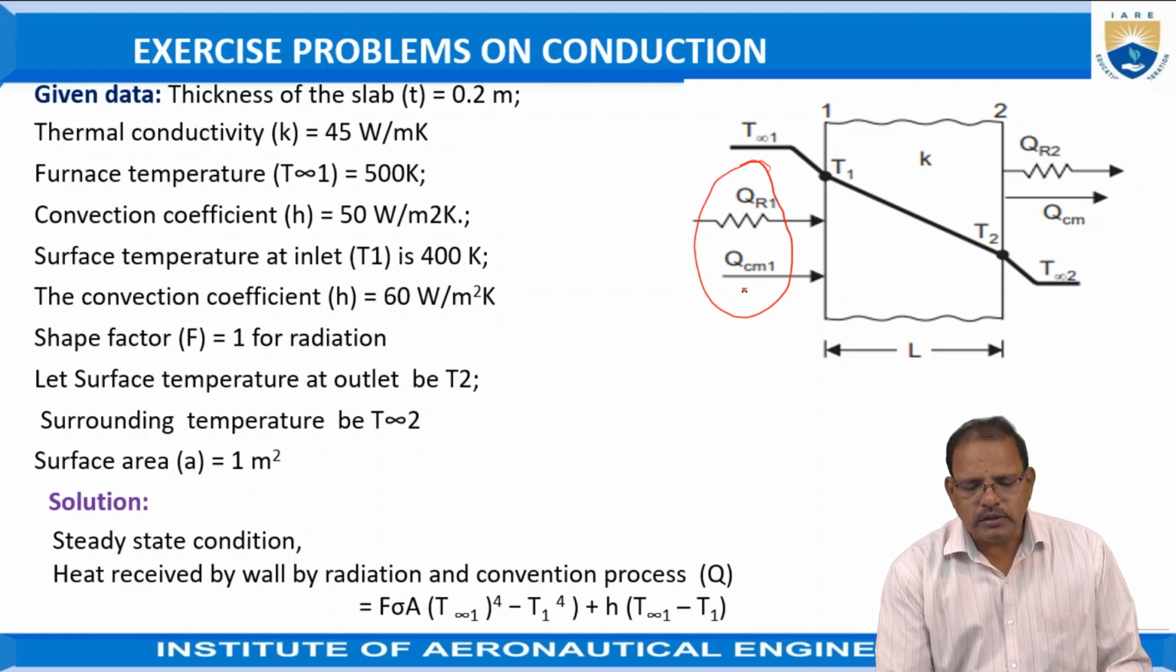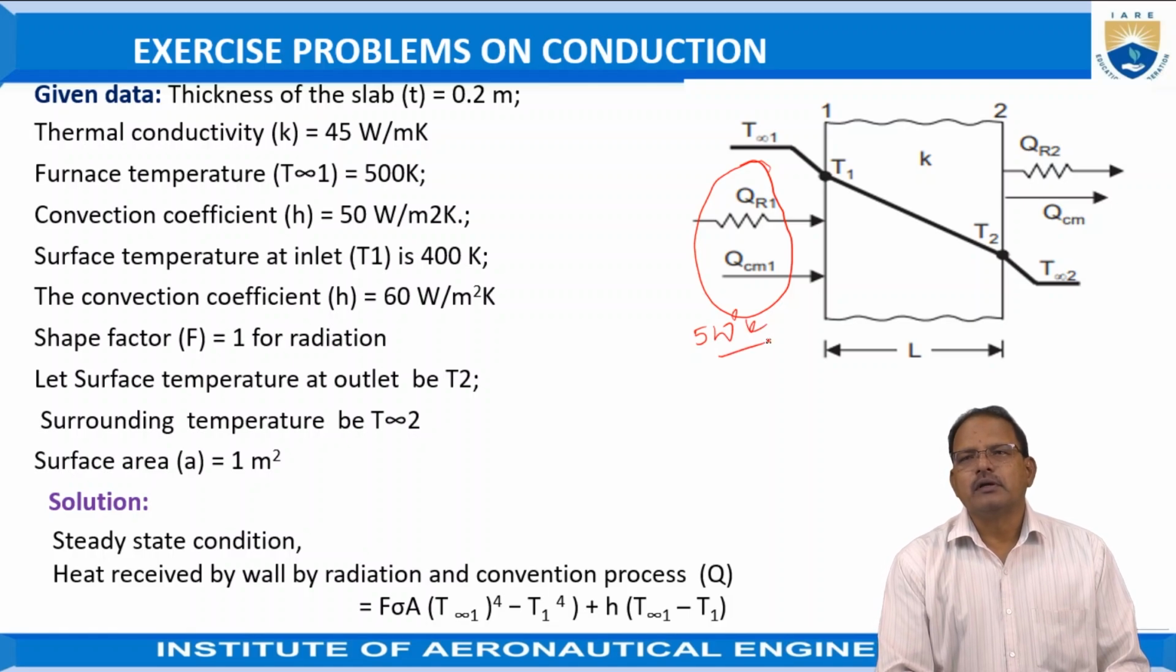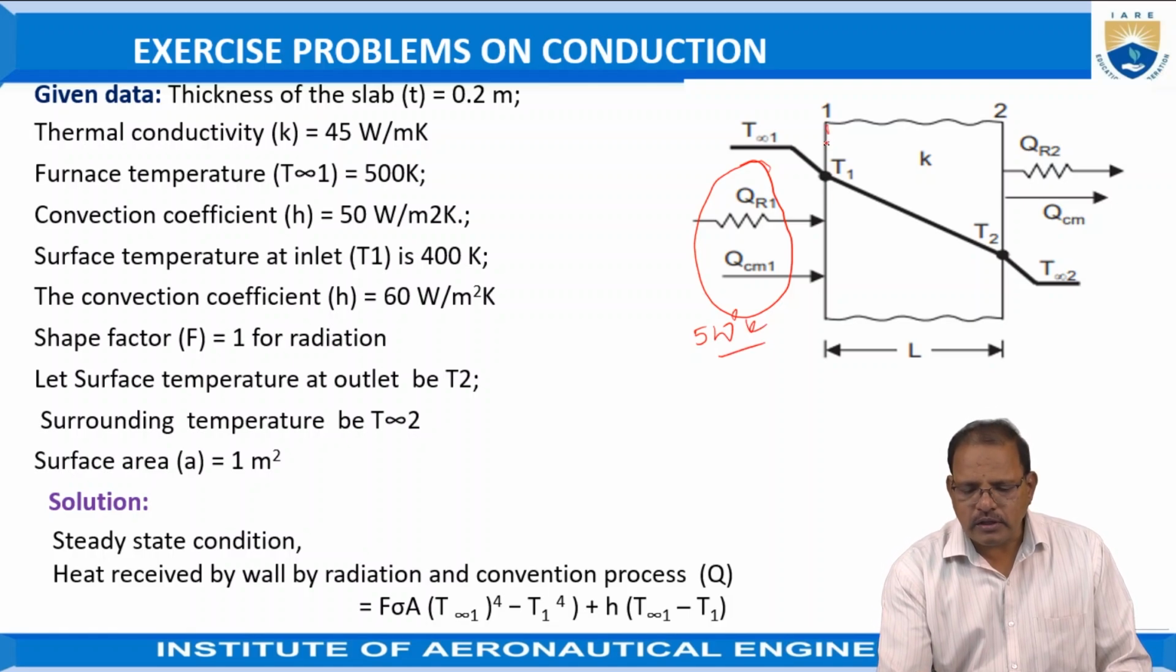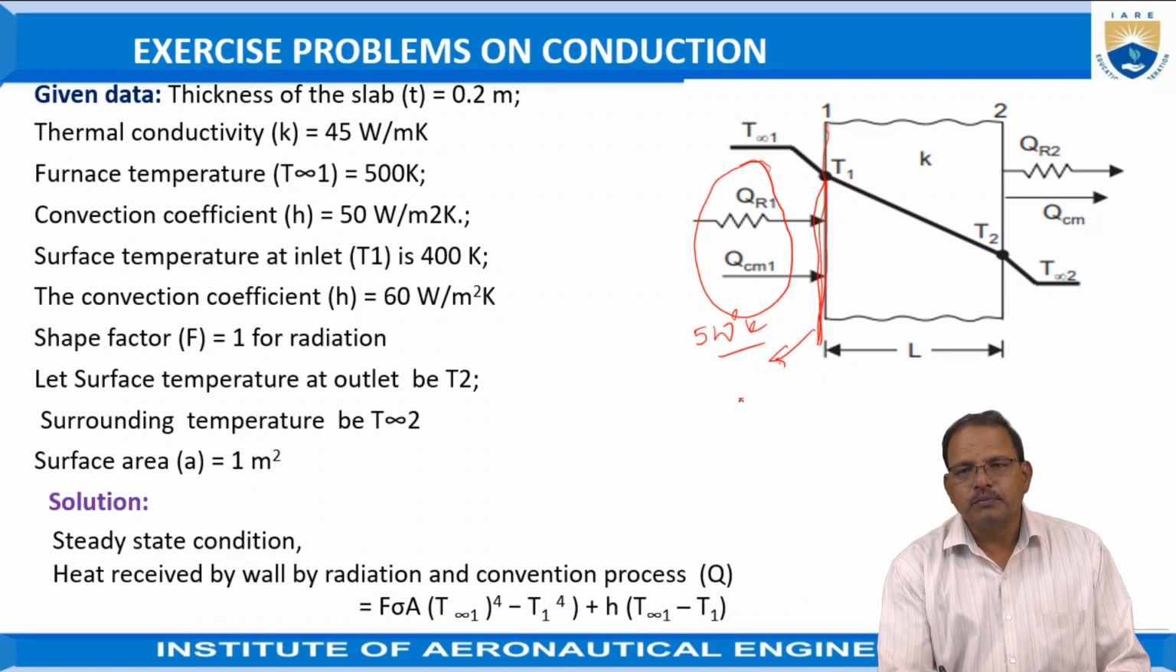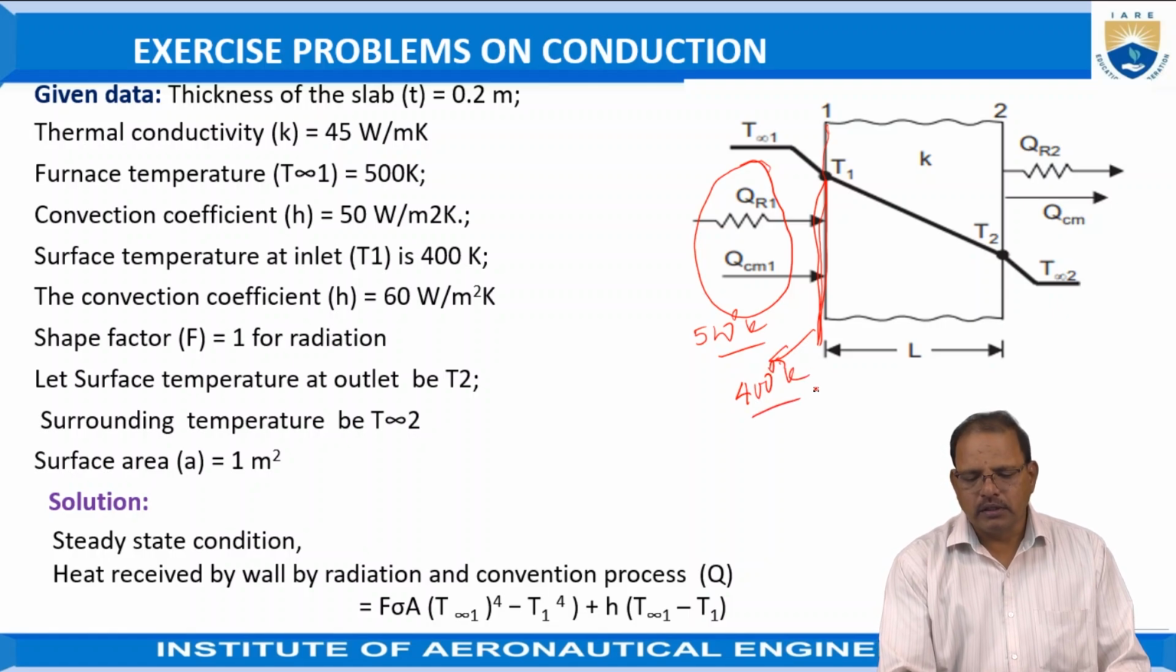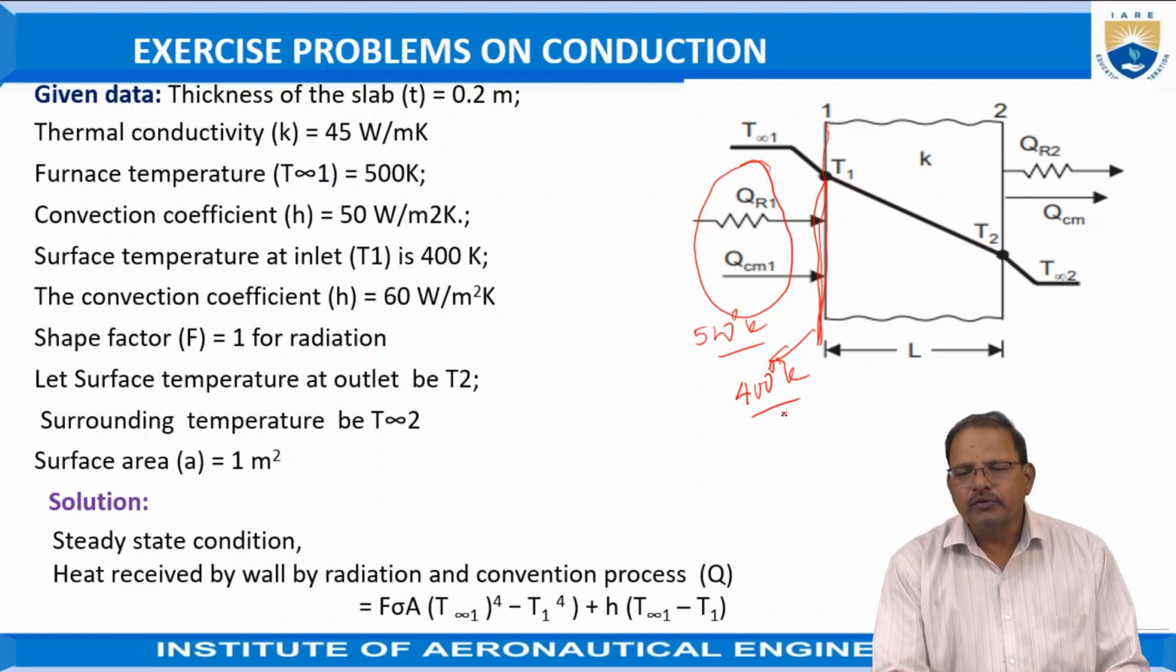According to this problem, the fluid is at 500 degree Kelvin. This is a surface having contact with the hot fluid. Because of contact with the hot fluid, the temperature of this side is raised up to 400 degree Kelvin. That is, 500 represents the hot fluid temperature, and 400 represents the temperature of the wall which is in contact with the fluid.